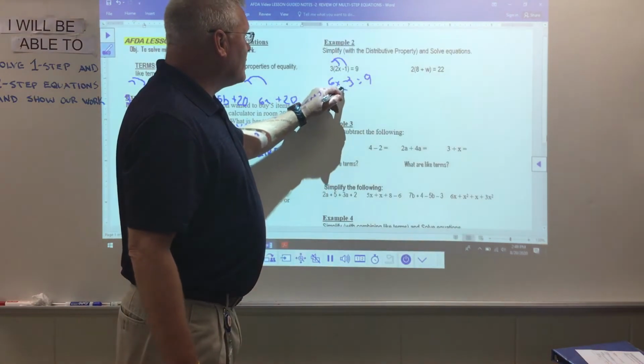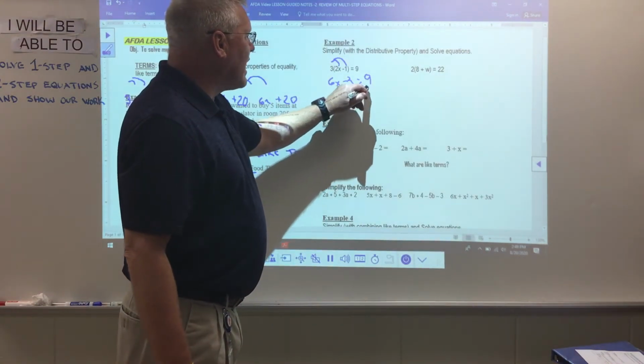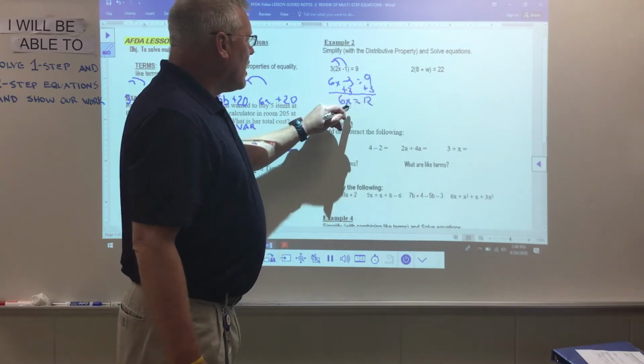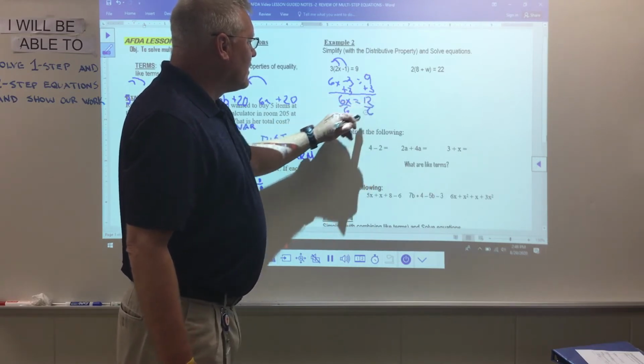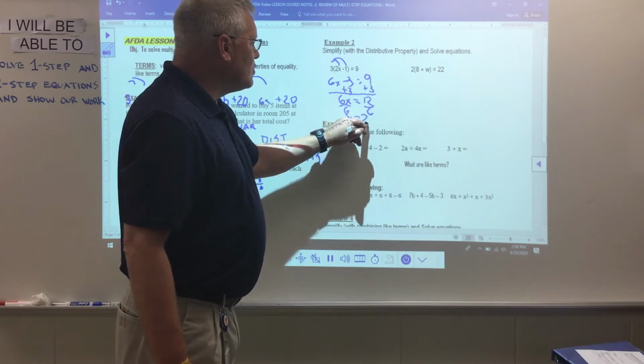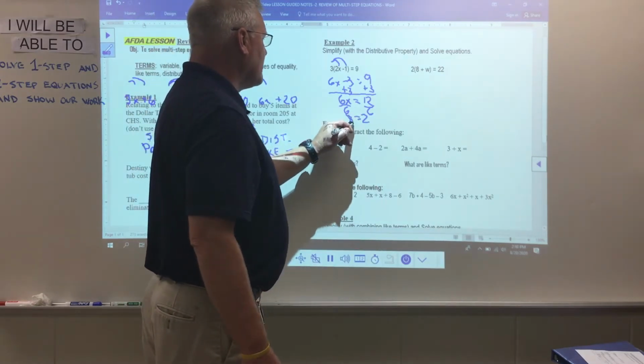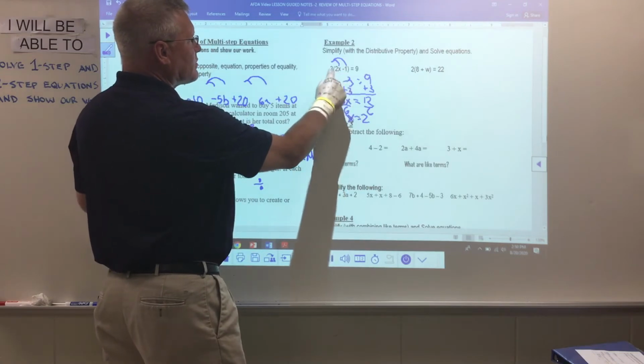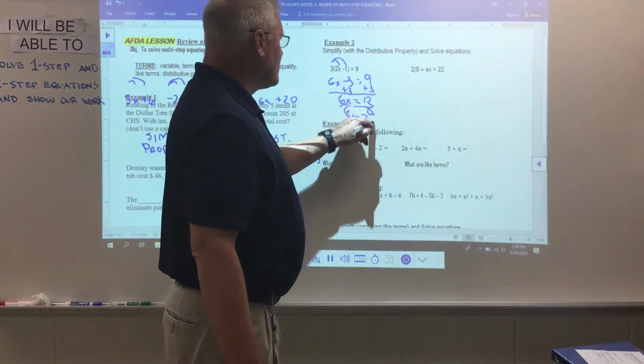We know what to do there, so we just go ahead and add 3 to both sides. Clean that up, we get 6x is equal to 12. Divide by 6, and we have x is equal to 2. Agree? Now, let's check it real quick. 2 times 2 is 4, minus 1 is 3. 3 times 3 is 9. So that checks out.